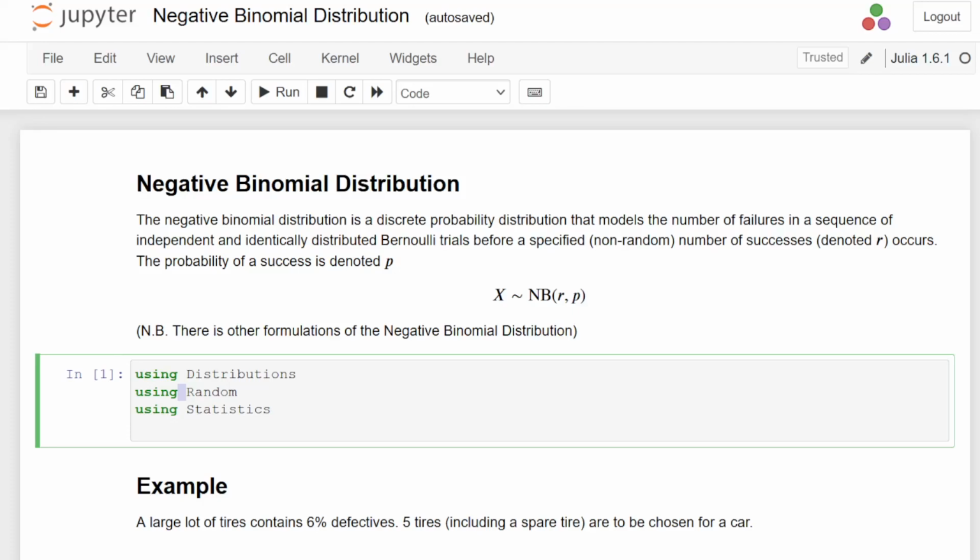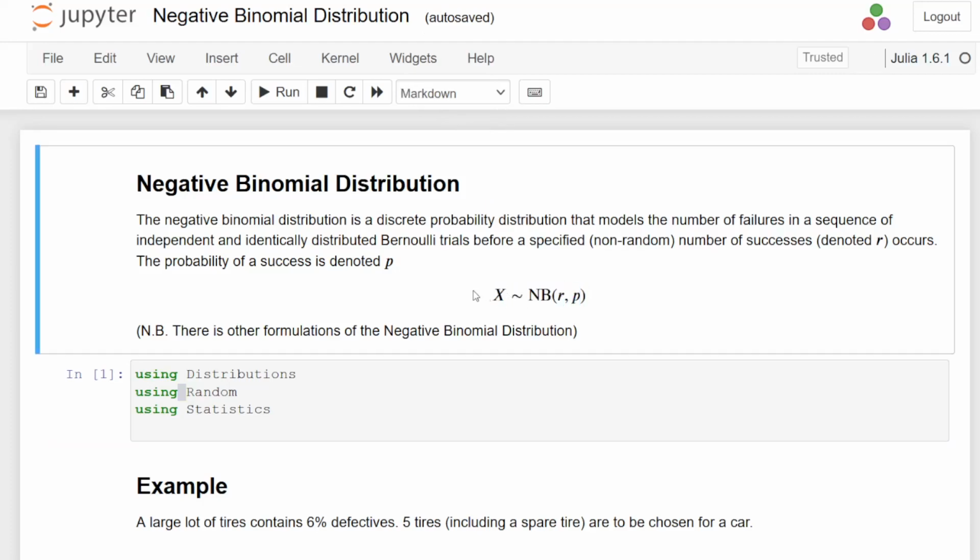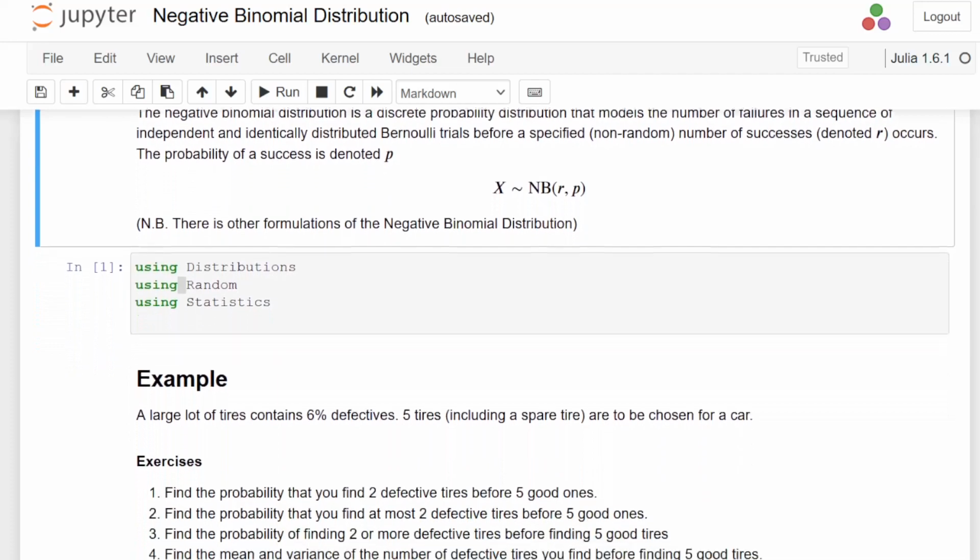So we call X our random variable, and that is the number of failures in the sequence, and it's a negative binomial distribution with the parameters R and P. So there we have that there, okay? Now, just as a quick remark, there are various other formulations of the negative binomial distribution. We'll just go with that particular definition as it stands for this worked example. But there are other ones, so just watch out for that, okay?